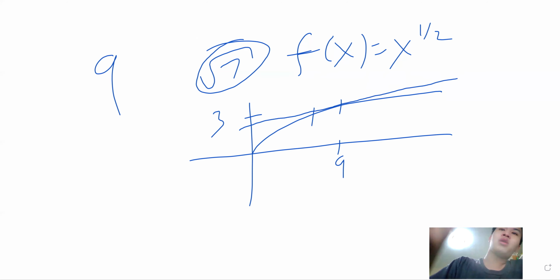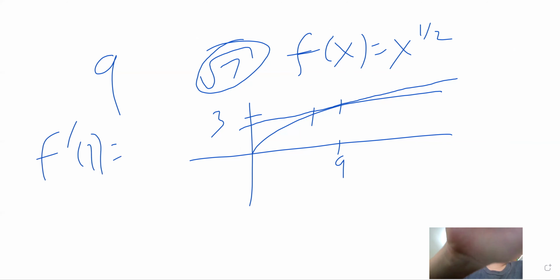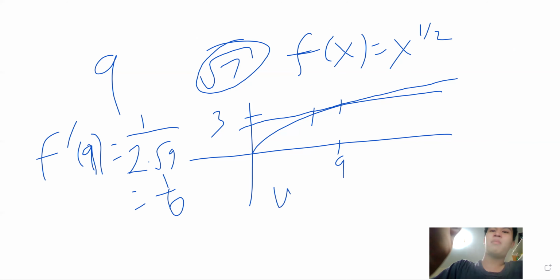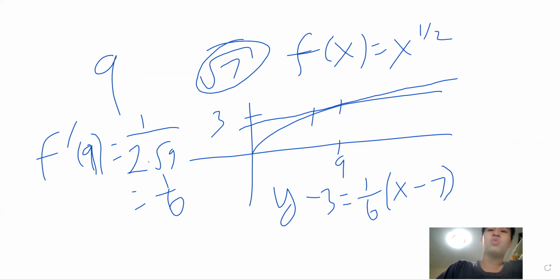Yeah, and so basically we can find that f prime of 7 will be 1 over f prime of 9, which will be 1 over 2 times the square root of 9, which is 1/6. And so y minus 3 will be equal to 1/6 times x minus 9, x minus 7. So since x will be 9, 9 minus 7 is 2.